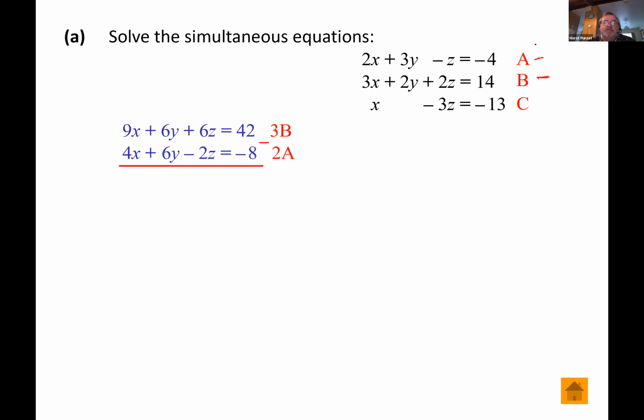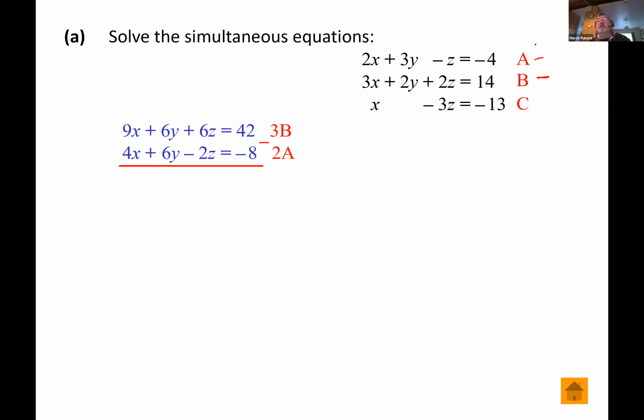Then we take A, and we're going to multiply that by 2. So that gives us 4x plus 6y minus 2z is equal to minus 8. And because we have the variable that we want to eliminate, we have a positive 6y and a positive 6y. We're going to subtract the 2 and work it out. The big advantage I see by not multiplying by the negative number is that you're the one who's driving what you're actually doing.